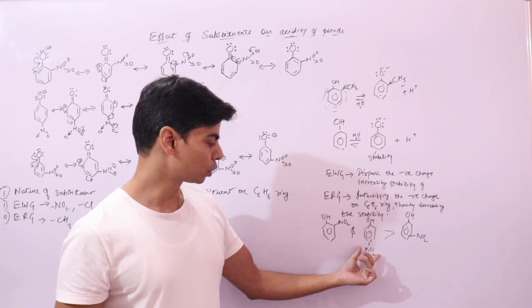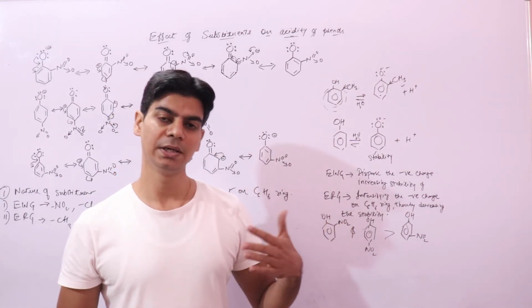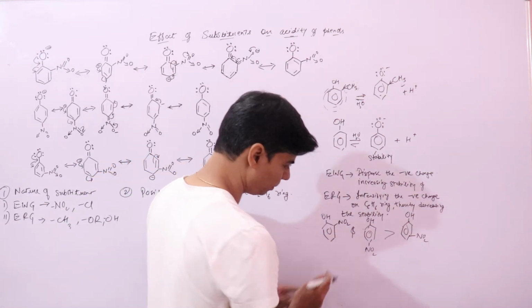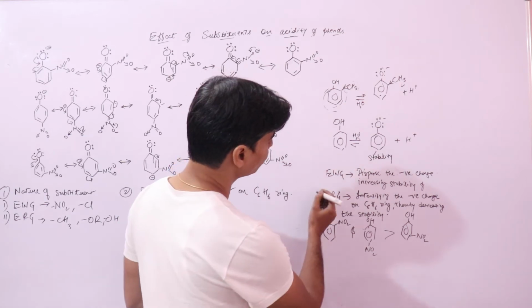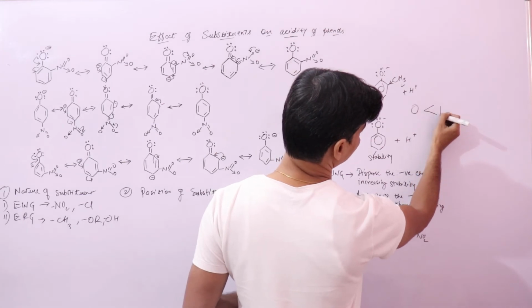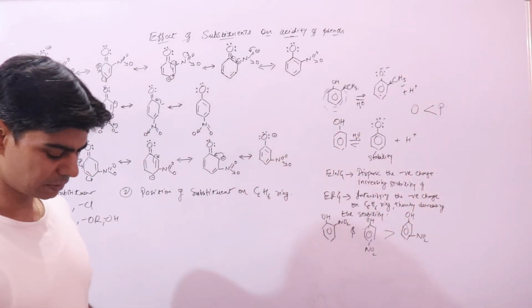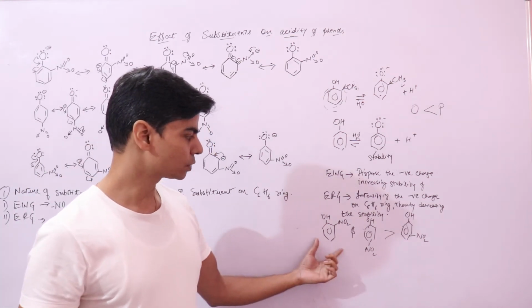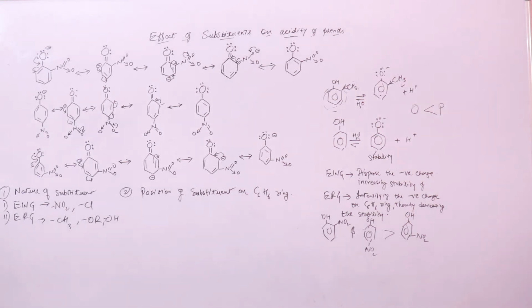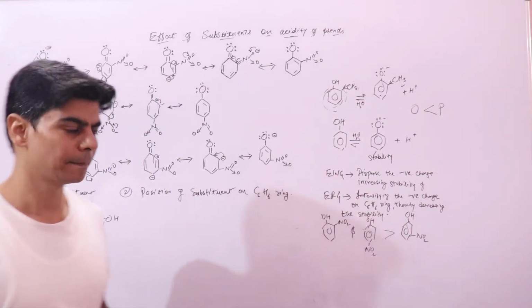Whereas if it is present at ortho and para, then its acidity is more. And the other thing is, if you compare between ortho and para, ortho is less acidic than para. So maximum acidity is of para, then comes ortho, then comes meta. Now let's look into the reason. What is the reason behind the variation of acidity based on the position of the substituent on the benzene ring?